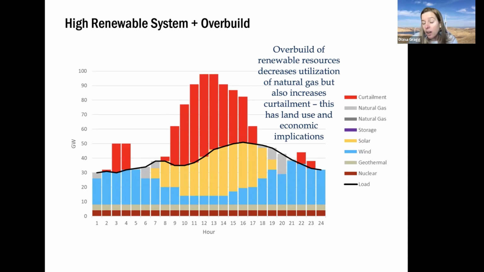But depending on the cost of things, solar has come down in cost quite a bit. This could be one of the more economic strategies. Now, even solar and wind, which have very low environmental impacts, they're not zero. And so this has land use impacts and other impacts that you'd still have to consider if you were thinking about doing an overbuild system.